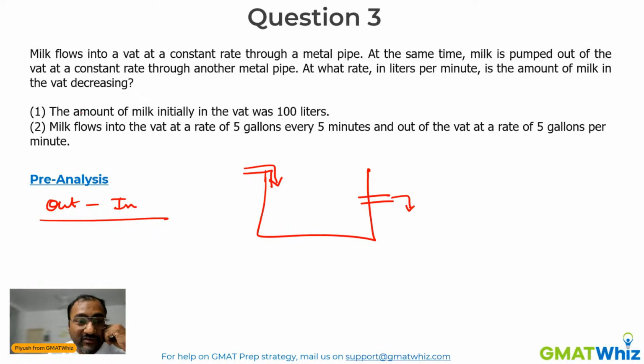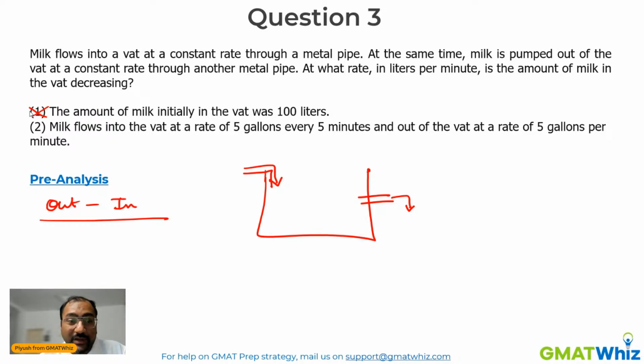So if I look at the first one, it says the amount of milk initially in the vat was 100 liters. Now, this is a trap. This is what I call a trap choice. Again, trap statement. It says amount of milk. I don't care about how much milk is left at a particular point. I'm only talking about the rate at which it is decreasing. So if I'm only focused on the rate at which it is decreasing, I don't really care about how much milk was there. So this is not going to help me in any case. I can just ignore the statement.